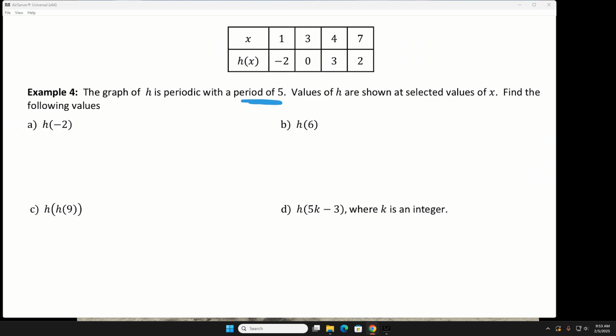Okay, so what I need to do is choose an x value from the table and either add or subtract a multiple of 5 to it to get negative 2. 3 minus 5. So that means h of negative 2 is the exact same y value as h of 3, which is just going to be 0. All right, you guys try to be on your own, please.